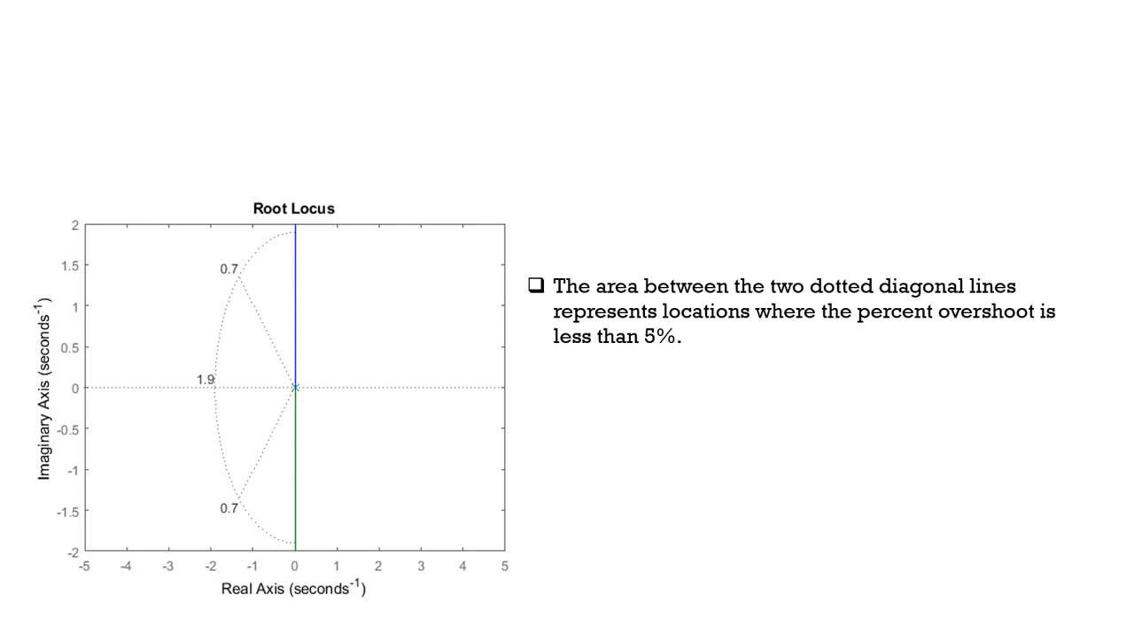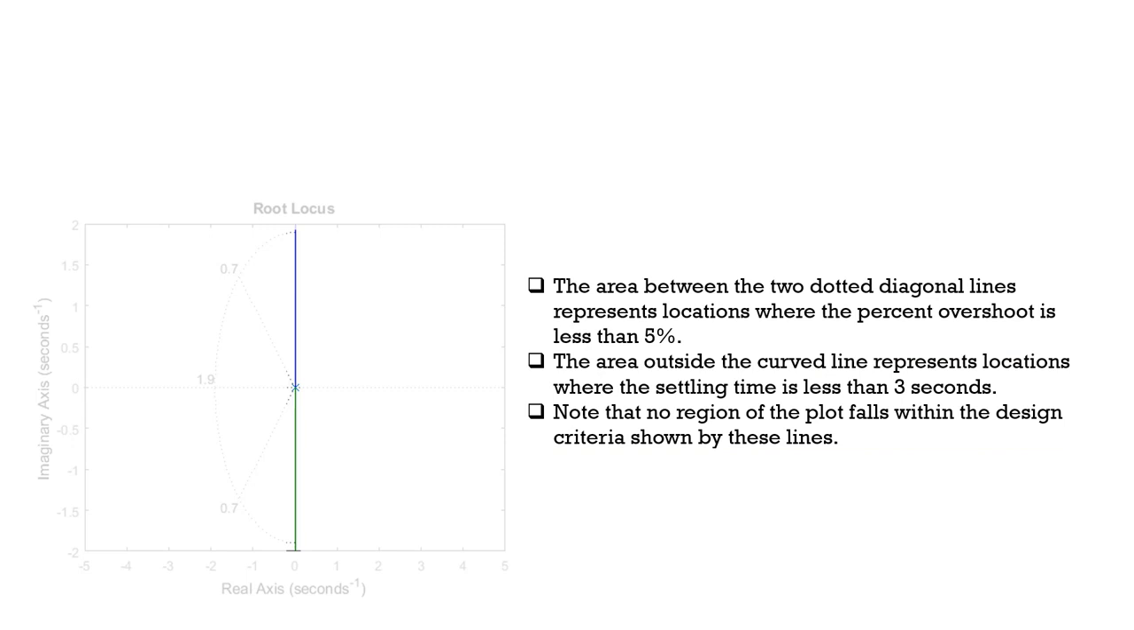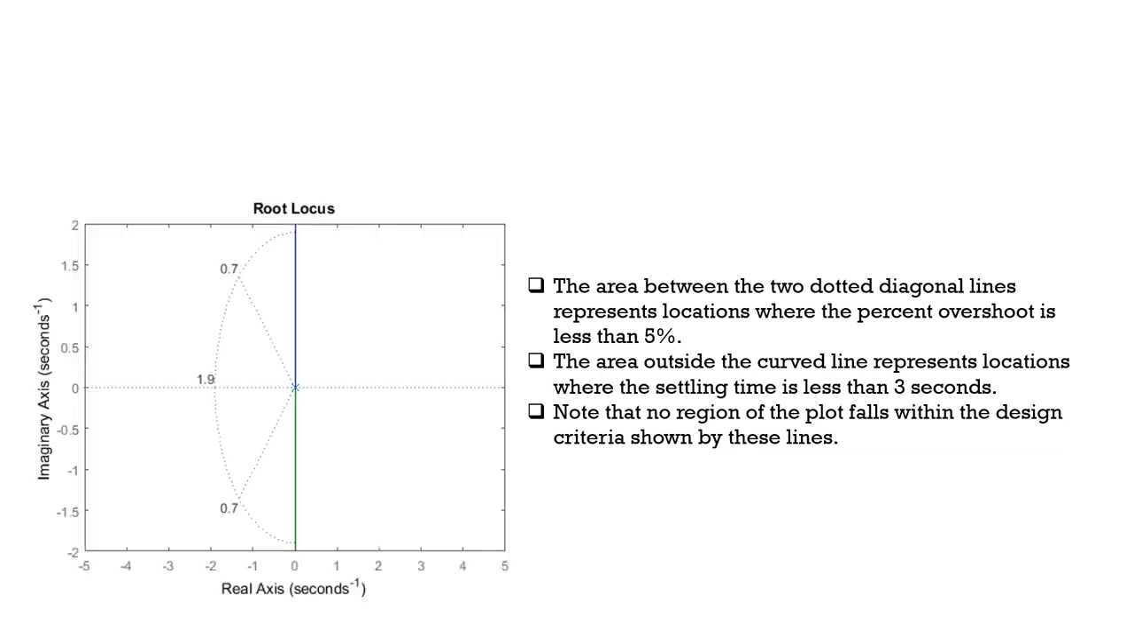The area between the two dotted diagonal lines represents locations where the percent overshoot is less than 5%, and the area outside the curved line represents locations where the settling time is less than 3 seconds. Note that no region of the plot falls within the design criteria shown by this line.